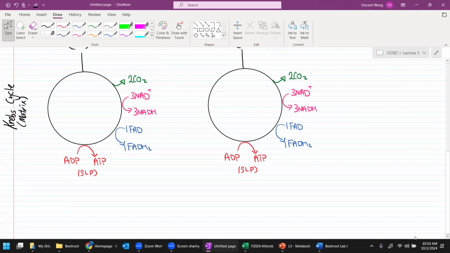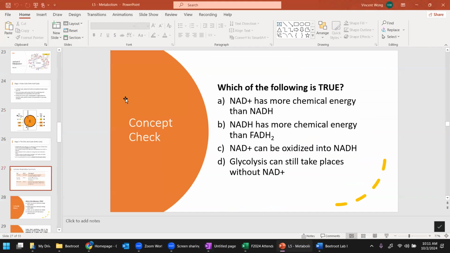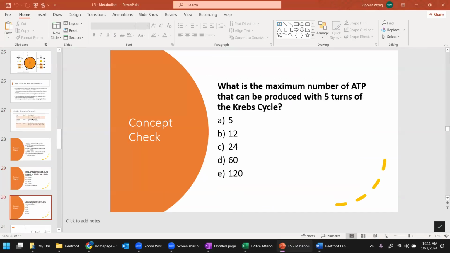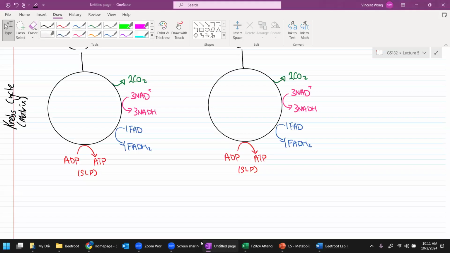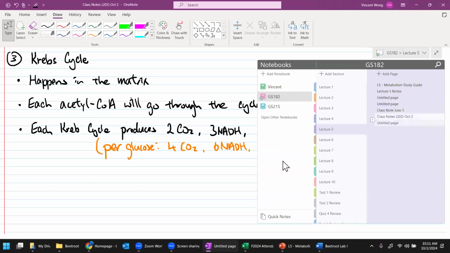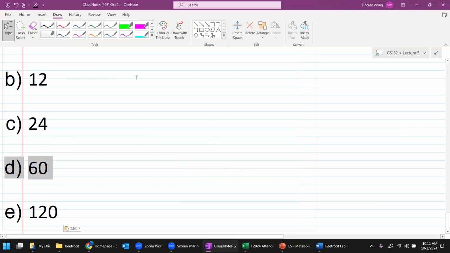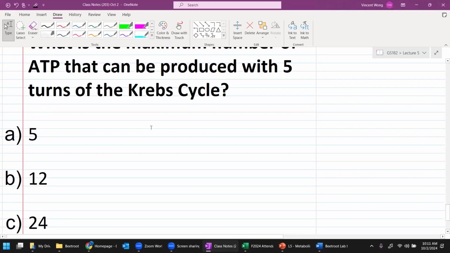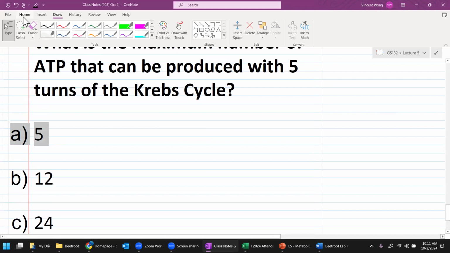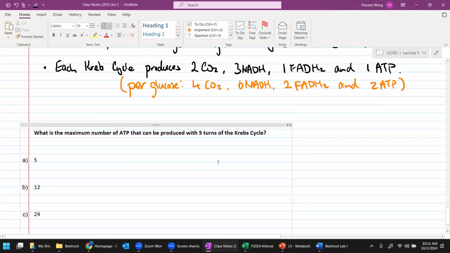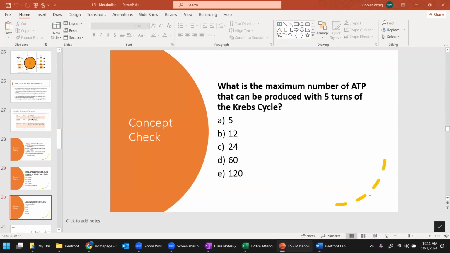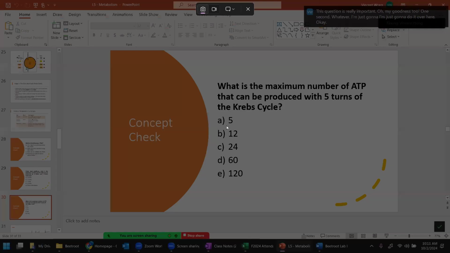Now, before we go, though, we have to do this question together. This question is really important. Oh my goodness, too big. 1 second. Whatever, I'm just going to do it over here, okay? Can I copy it maybe? There we go.